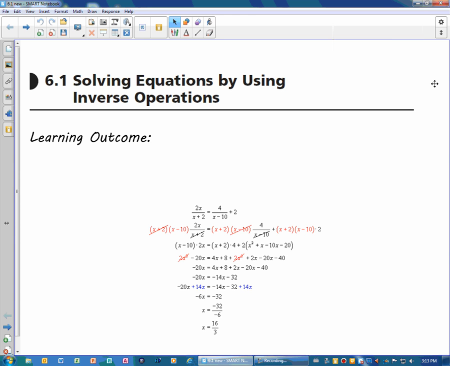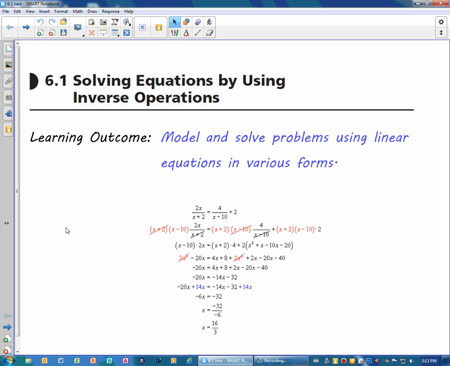Okay, so let's go over section 6.1 called Solving Equations by Using Inverse Operations. The learning outcome for this lesson is to model and solve problems using linear equations in various forms. I just grabbed a picture off of Google that is solving an equation by using inverse operations.